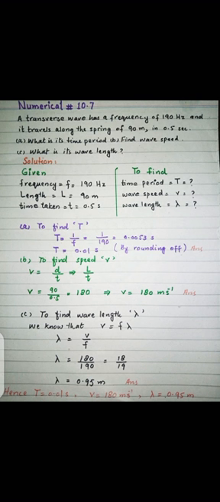Okay. Come toward the numerical number 10.7. The statement is, a transverse wave has a frequency of 190 Hz and it travels along the spring of 90 meter in 0.5 second. Three things we have to find. Number 1, what is its time period? Number 2, what is its wave speed? And number 3, what is its wavelength?